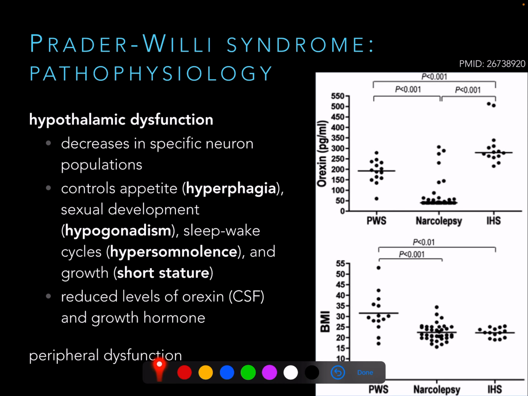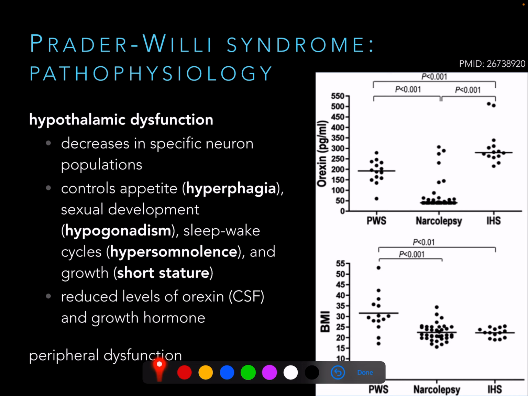We're going to summarize them into kind of 2 general classes. What explains Prader-Willi syndrome pretty well is hypothalamic dysfunction. And indeed, you can see some neurons in the hypothalamus are decreased, not all, but some. So there's some signs that the hypothalamus is affected. And it makes a lot of sense because of the symptoms that we see in Prader-Willi syndrome, right? We see hyperphagia, hypogonadism, hypersomnolence, and that short stature there.